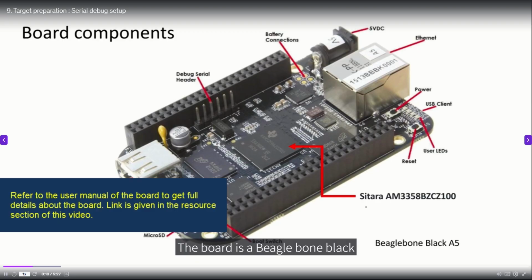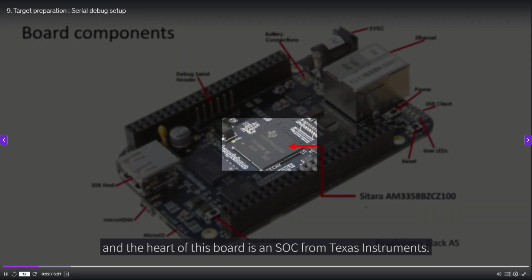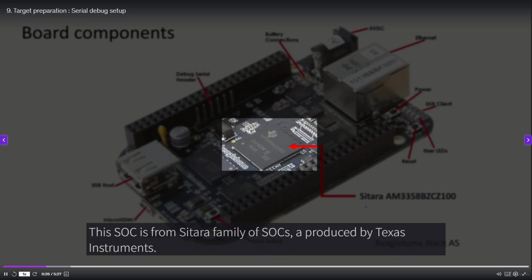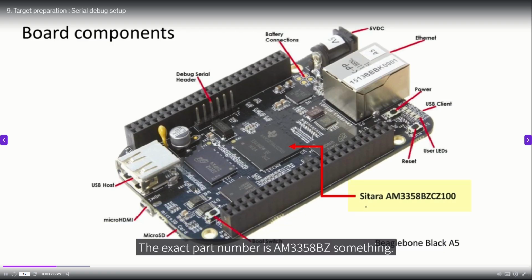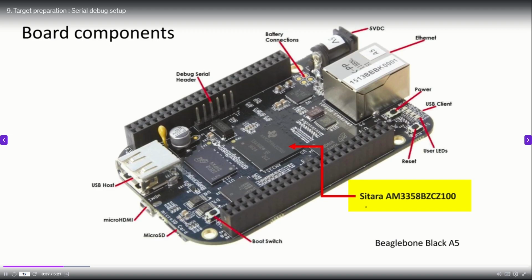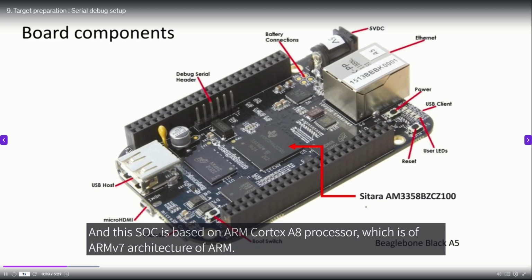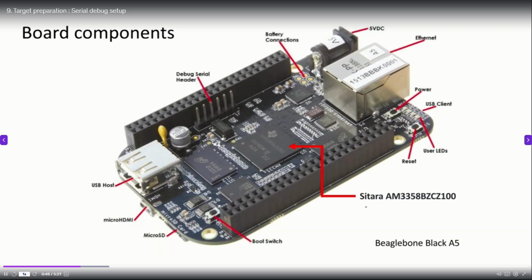The board is BeagleBone Black, and the heart of this board is an SoC from Texas Instruments. This SoC is from the Sitara family of SoCs produced by Texas Instruments. The exact part number is AM225-8BZ something. And this SoC is based on the ARM Cortex-A8 processor, which is of ARM v7 architecture.